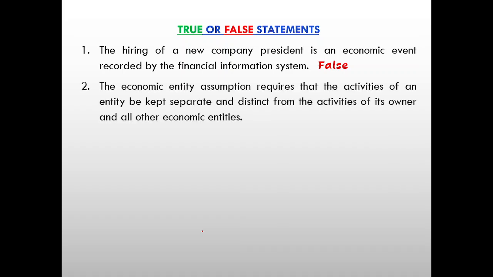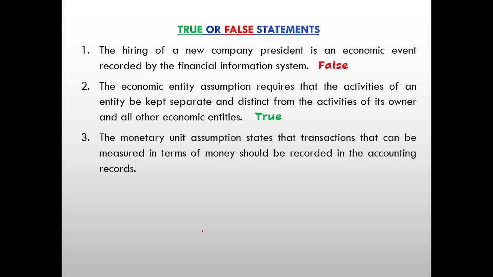Number two, the economic entity assumption requires that the activities of an entity be kept separate and distinct from the activities of its owner and all other economic entities. Of course, it is true. Number three, the monetary unit assumption states that transactions that can be measured in terms of money should be recorded in the accounting record. This statement is true because we are talking about the monetary unit assumption.